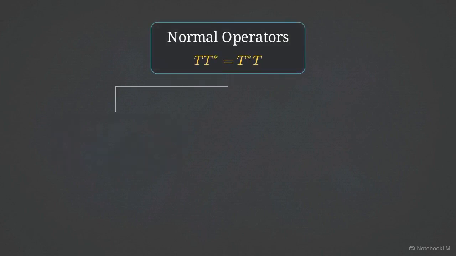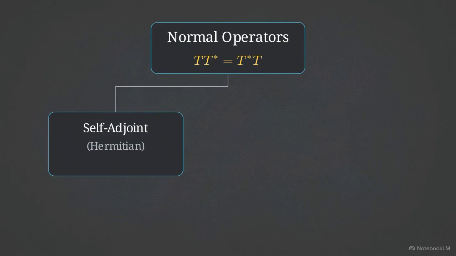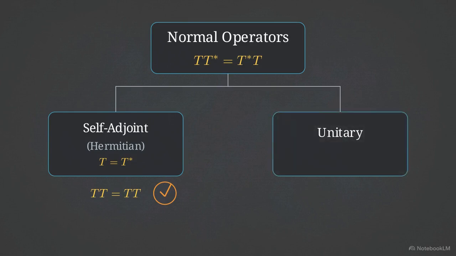We can map how normal operators relate to what we already know using this hierarchy tree. At the top, we have normal operators. One major branch falling directly under this is self-adjoint, or Hermitian operators, where T equals T star. Because any matrix commutes with itself, self-adjoint operators pass the test by default. A second major branch covers unitary operators. For these, multiplying T by its adjoint yields the identity matrix. Because the identity matrix commutes with everything, unitary operators also fit perfectly under the normal umbrella.